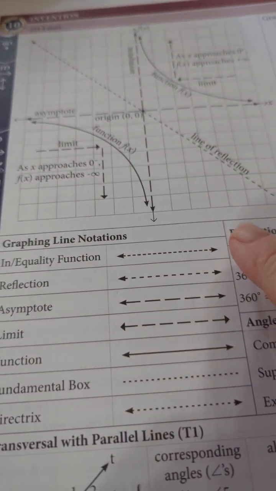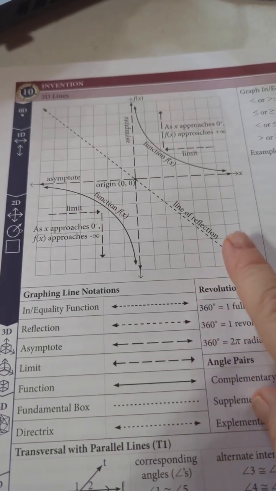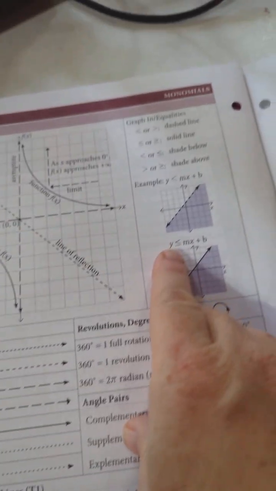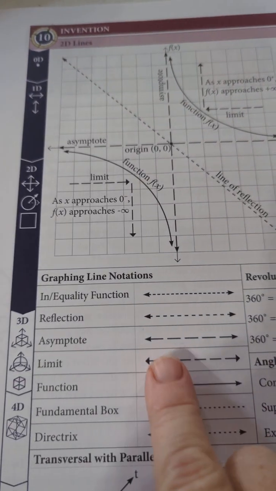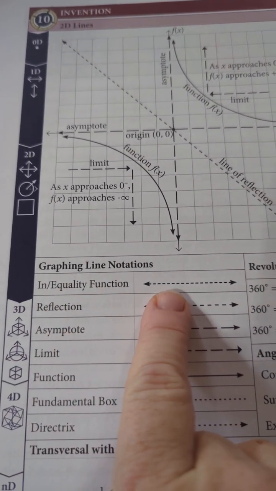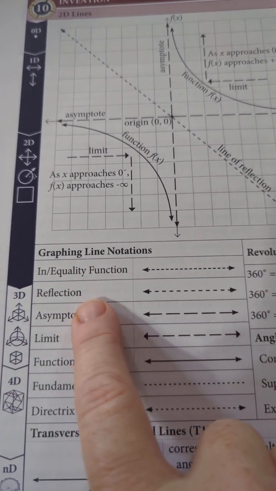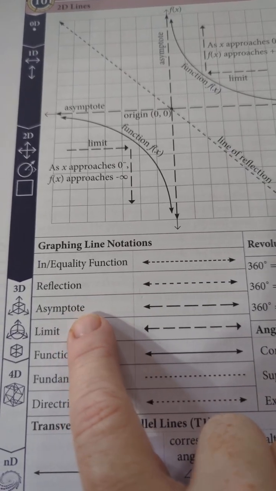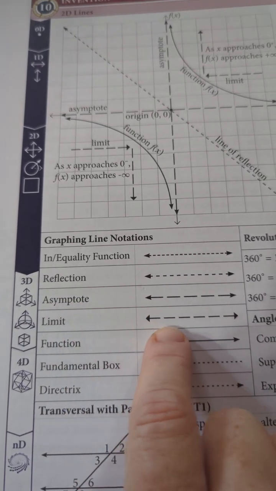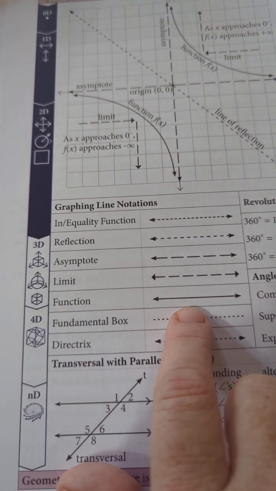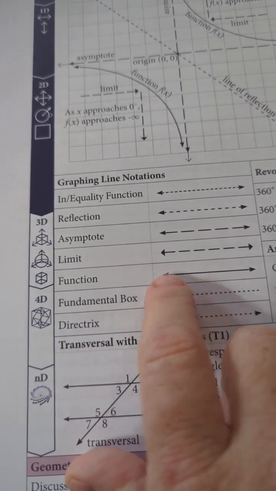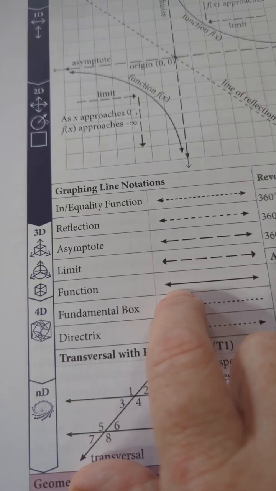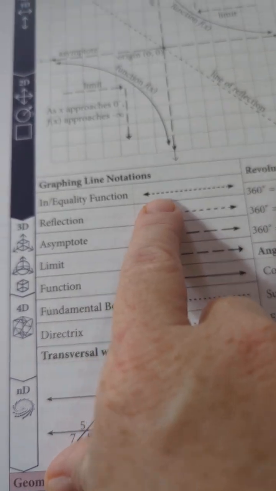Okay, so here's where we're going to find a lot of our clues, in this area. We're going to find that inequality is indicated by this line, a reflection by this line, an asymptote, a limit, a function, a fundamental box, a directrix. So the ones we're really going to look at are function and inequality.